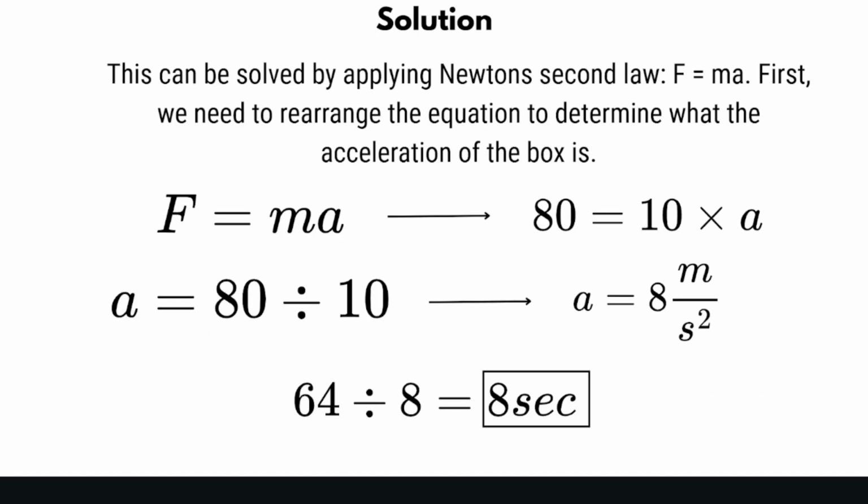Okay, so to solve the question, we can apply Newton's second law, which is F is equal to ma. And so first we need to rearrange the equation to determine what the acceleration of the box is, right? So F is equal to ma, let's plug in our values. We have 80 is equal to 10 times acceleration. So then acceleration is 80 divided by 10, so then it's going to be 8 meters per second squared, right? And then to get to 64 meters per second from rest, we do 64 divided by 8, and that gets us 8 seconds, which is our answer.